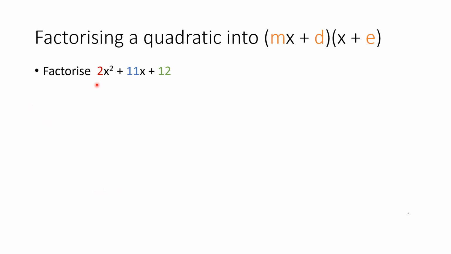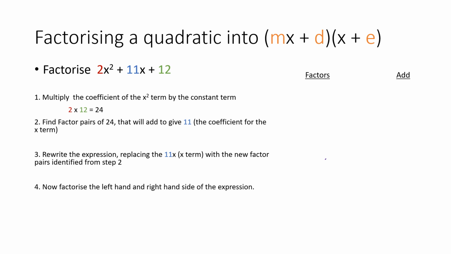So let's try to factorize this question here: 2x squared plus 11x plus 12. In this case, you can see the x squared term has a coefficient greater than 1, which is 2. So what we want to do is factorize these and put them into these two brackets. There are a couple of different ways to factorize this question.